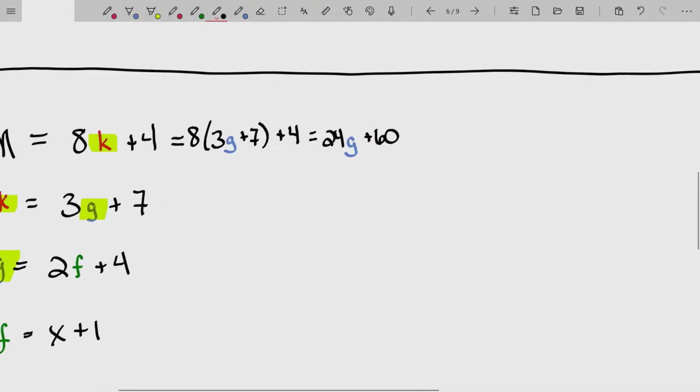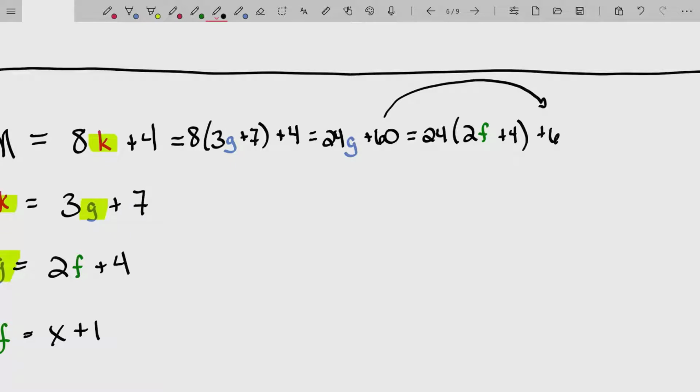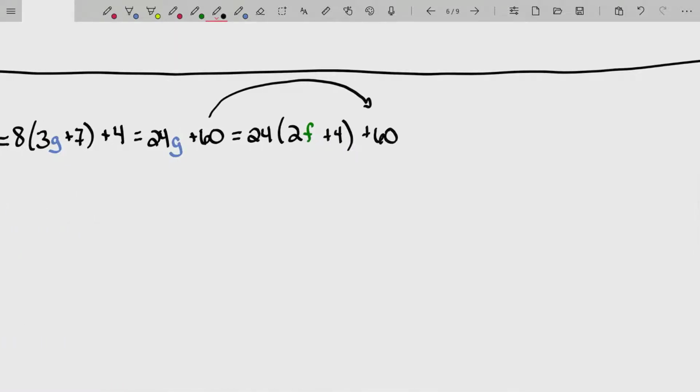We have 24 times the quantity 2 times f, again, plus 4. And don't forget that we had that additional 60 at the end. And that does simplify down, not very well, but it does clean up a little bit, right? 24 times 2, that'll be a 48f. And what do we have? 24 times 4 is 96, plus 60 is 156. Let me double check my mathematics there. 96 plus 60, yep, 156. That works out so far.